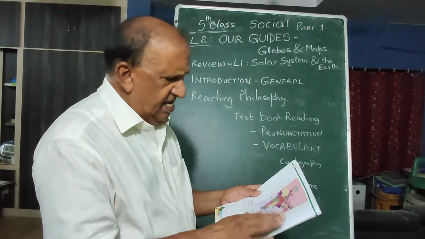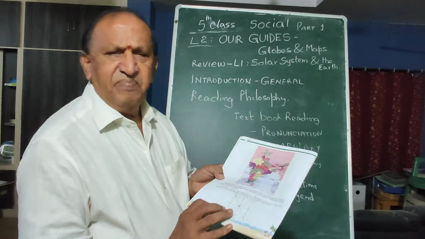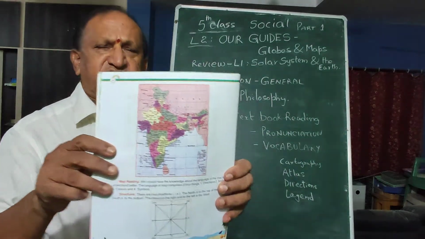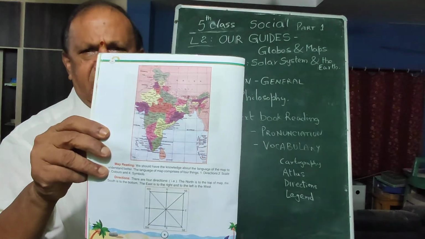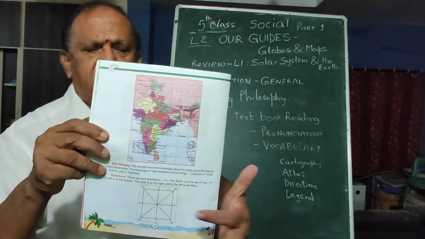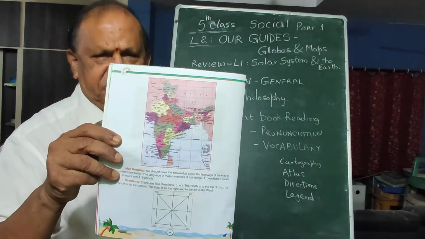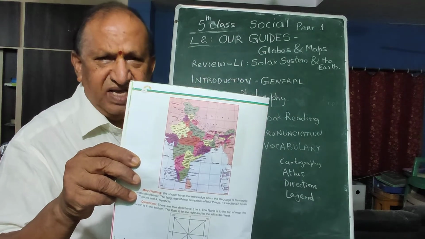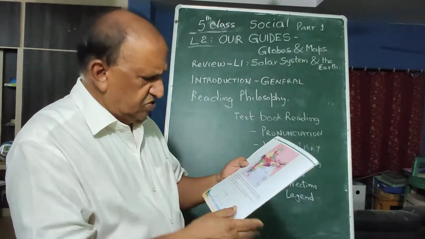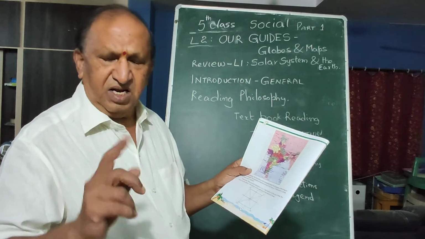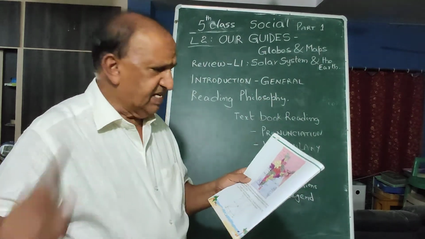Now I am moving on to page number 8. You can see the India map. You can also see the various colors that are assigned, to show different states and all that. You can also see all the directions: north, south, east, west, northeast, southwest, southeast, like that. So I told you about all the 4 main directions and also the 4 sub-directions.